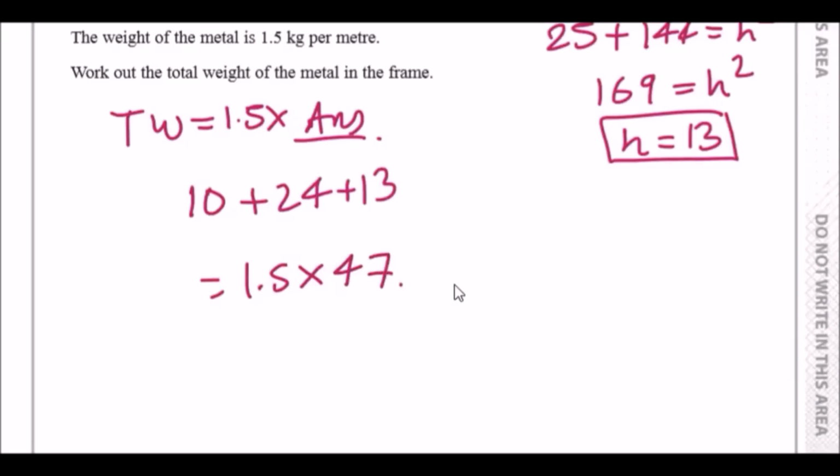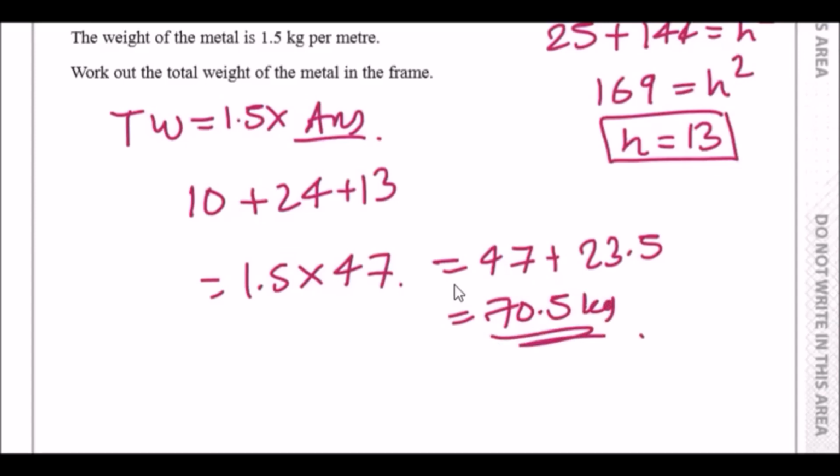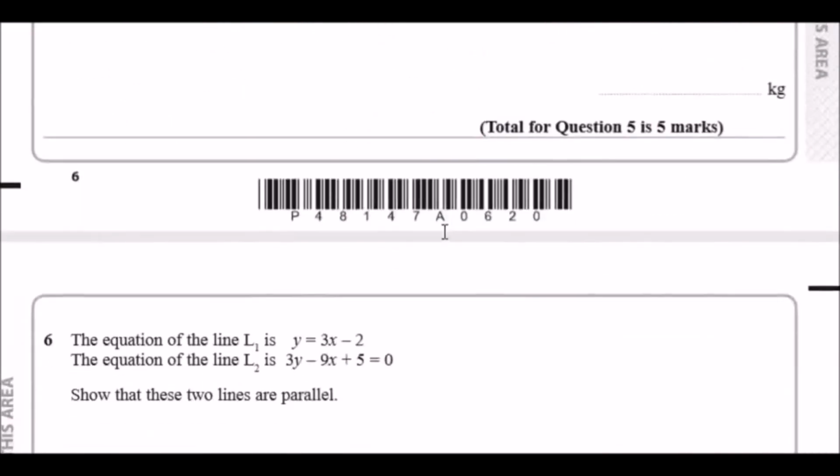Again, using any method, well, I just split this up as I always do, as 1 times 47, which is 47, and then 0.5 times 47, which is the same as half of 47. Half of 40 is 20, and half of 7 is 3.5, so 23.5. And then add them together and you get 70.5. So whatever works for you guys, yeah? Kilograms. Right, not bad. Let's move forward.